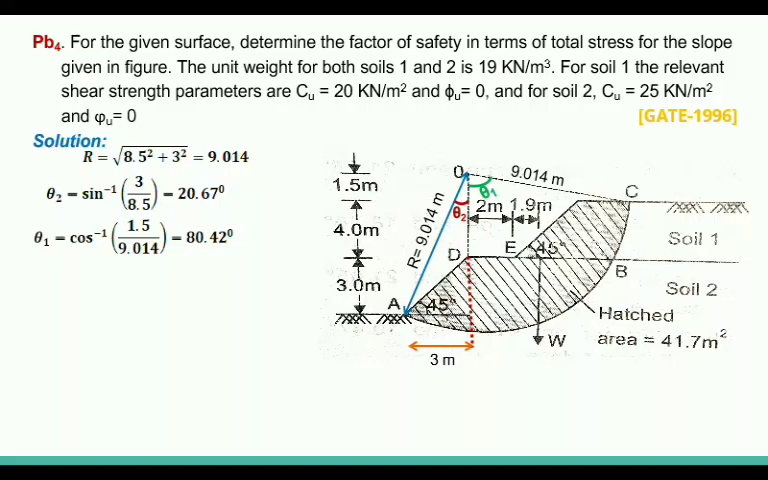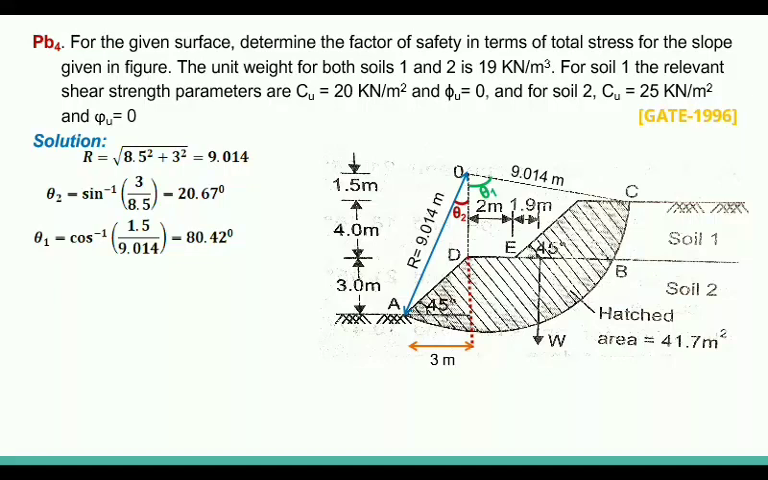But OC is given, 9.014. So for calculating theta 1, OC is given, and the vertical distance of 1.5 meter is given. Are you getting the point? By drawing a horizontal line from point C, it cuts the vertical line OD at some point, the vertical distance of 1.5 meter is given, and the radius OC is 9.014 meter. So theta 1 is the cos inverse of 1.5 divided by 9.014, which is 80.42 degree.